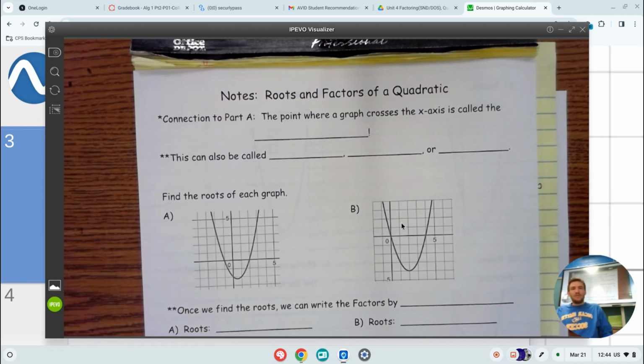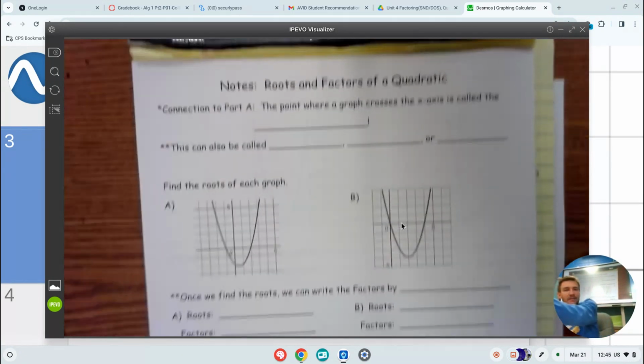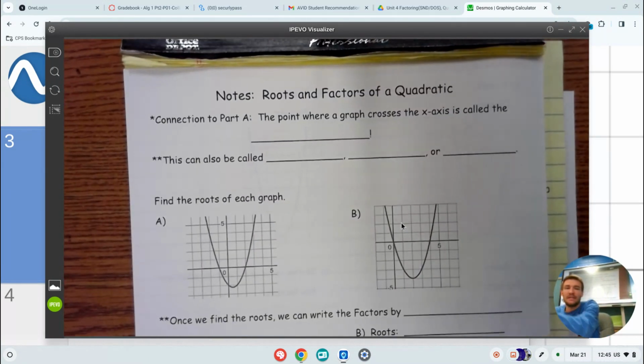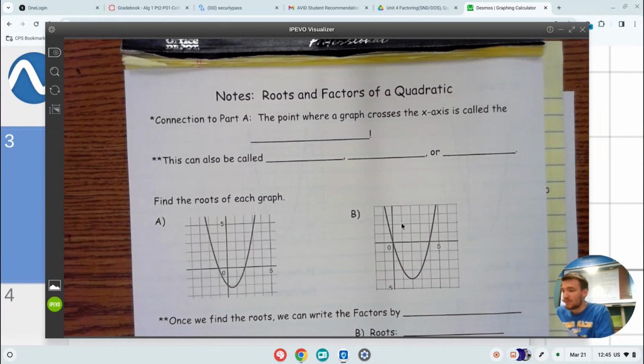Welcome back, everybody. We're doing roots and factors of a quadratic. This is a very different looking piece of paper than we have been doing lately. If you're doing things in the same order we're doing things here at Oscar Smith, we've been doing algebra, factoring, distributing, foiling, and now all of a sudden we just got a graph, right? It just seems kind of random.